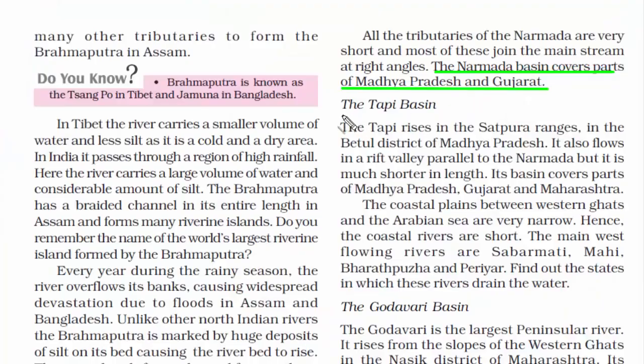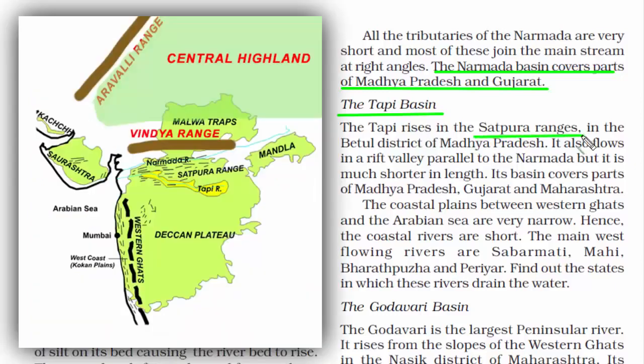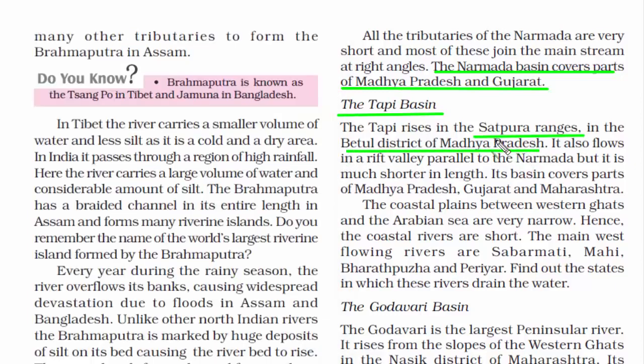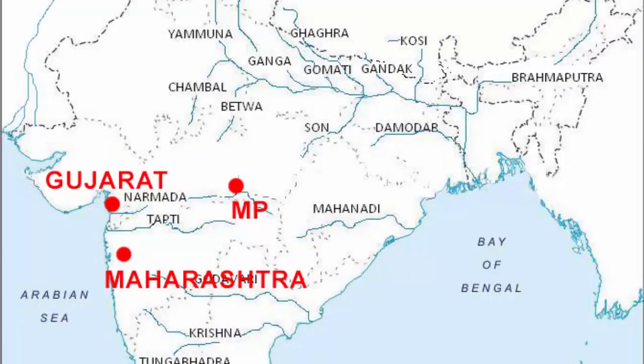Now we'll read a little about the Tapi Basin. The river Tapi rises in the Satpura range, which is in Madhya Pradesh, and to be more specific, in Betul district. And this river flows parallel to river Narmada, the one that we spoke about a minute back. So remember, Narmada covered Madhya Pradesh and Gujarat, but Tapi covers Madhya Pradesh, Gujarat and Maharashtra.